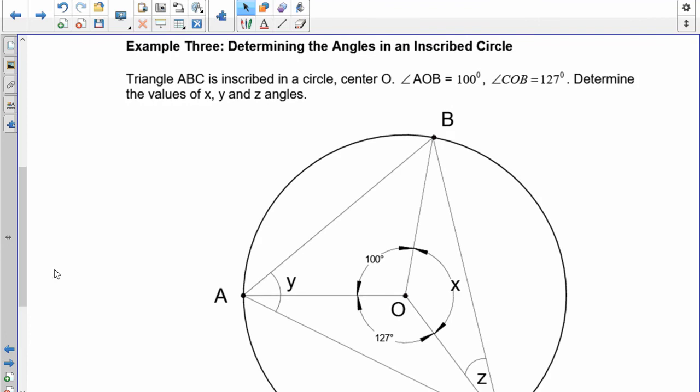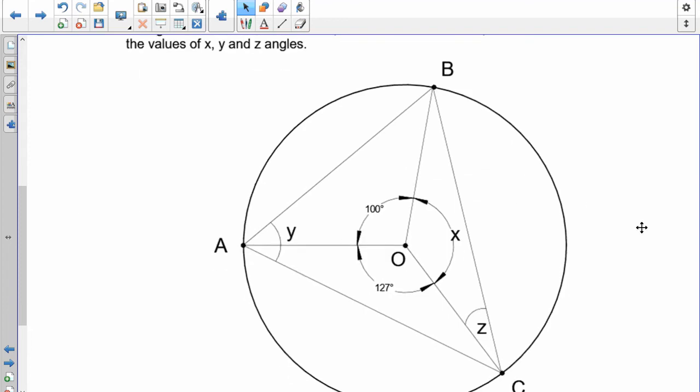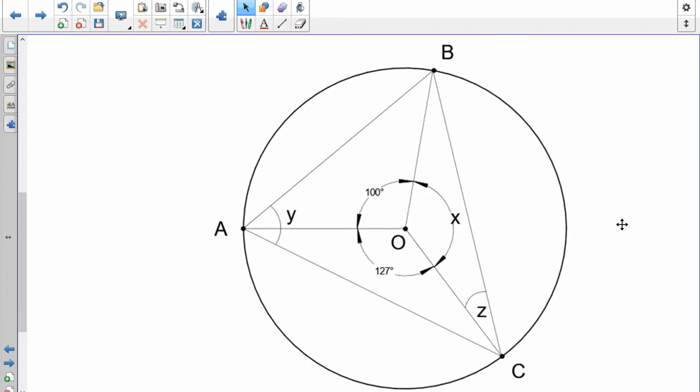All right, let's look at example 3, determining the angles in an inscribed circle. All right, now you got to be very careful with this one. First off, you have to understand that you look over here at y, it looks very obvious that this angle from there to there and this angle from there to there are not the same. Same thing happens over here. This angle and this angle are not the same.